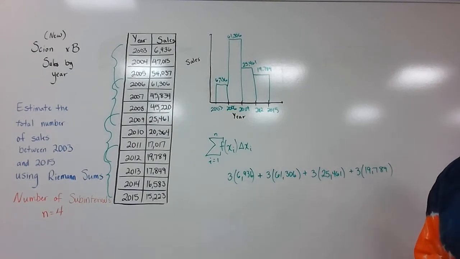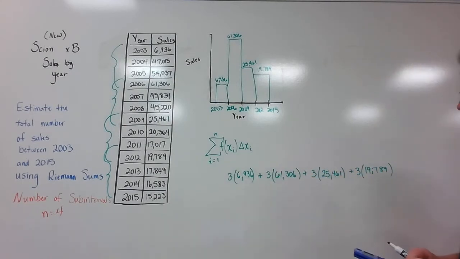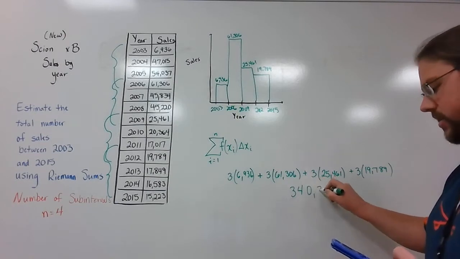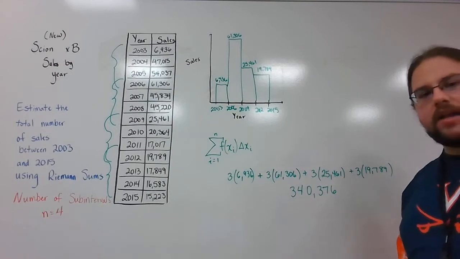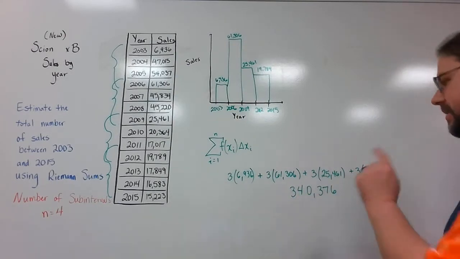So all I got to do is grab my handy dandy little calculator, plug it all in. So 3 times 6,936 plus 3 times 61,306 plus 3 times 25,461 plus 3 times 19,789. That gives me a final answer of 340,376. Now that's a pretty darn good estimate. It's a little low. I know that for a fact because yes, I did add them all up and figure out what the actual answer is. But that's a pretty good estimate.